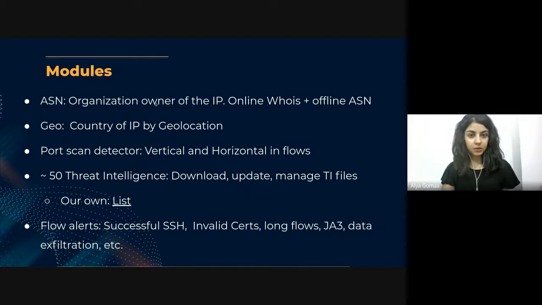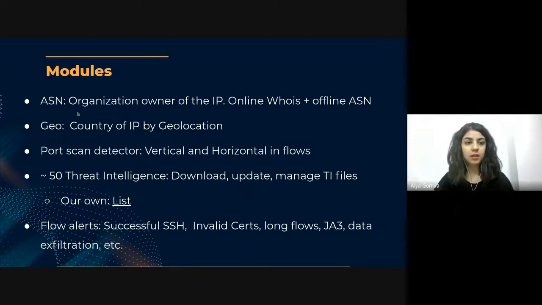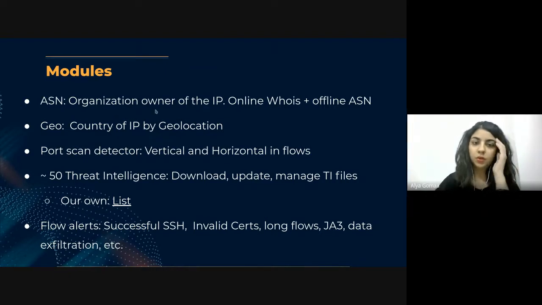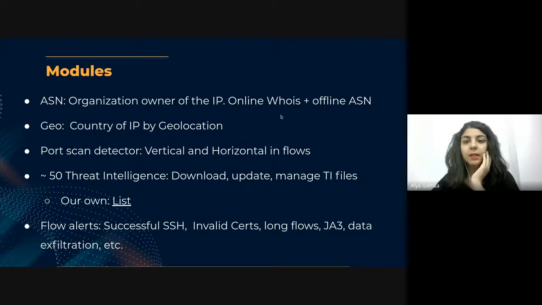We have different modules. One of them is the ASN module, where we get information about the organization owners or the owner of IPs. We get online whois information about IPs and offline ASN information. We have the geo module, where we get the country of an IP by geolocation. We have the port scan detector, where we detect vertical and horizontal port scans in flows.